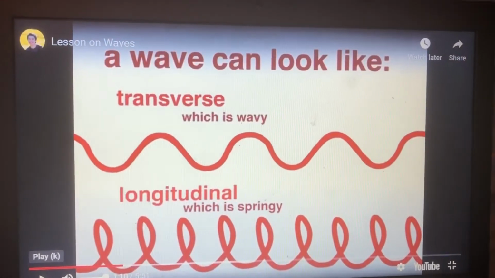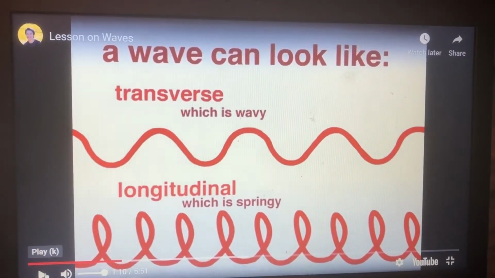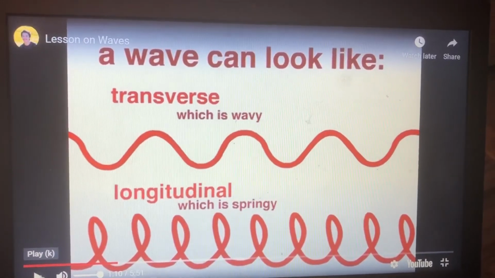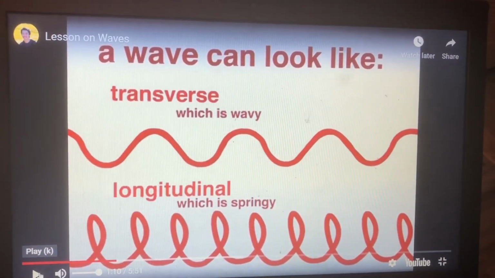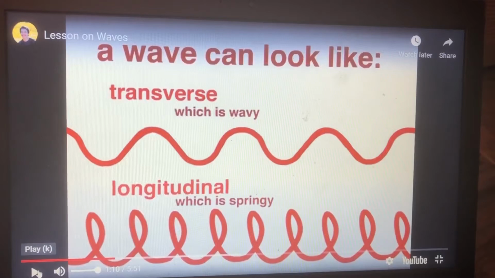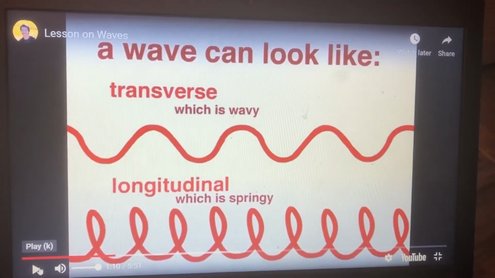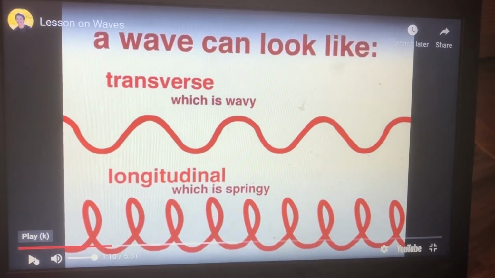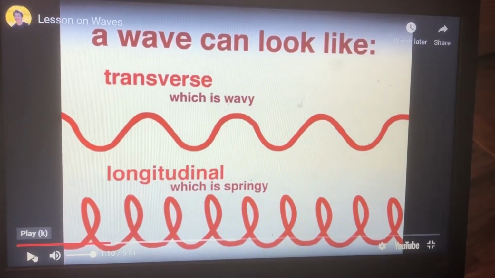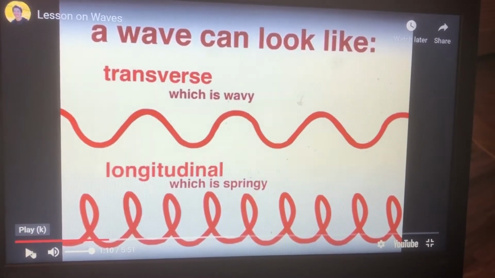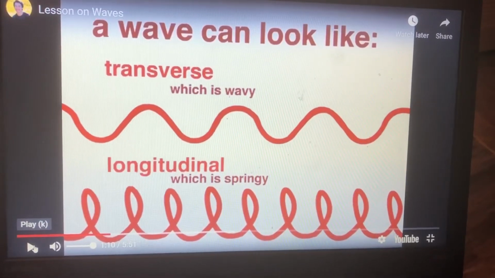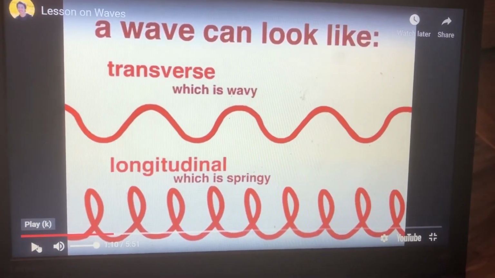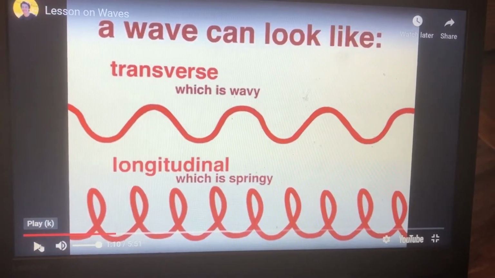This part right here is probably the most important part of the lesson because this is our target. So I want you to actually draw a transverse wave, which is the top one there, is wavy. And I want you to draw a longitudinal wave, which is kind of springy. Okay? So draw each one and label them.